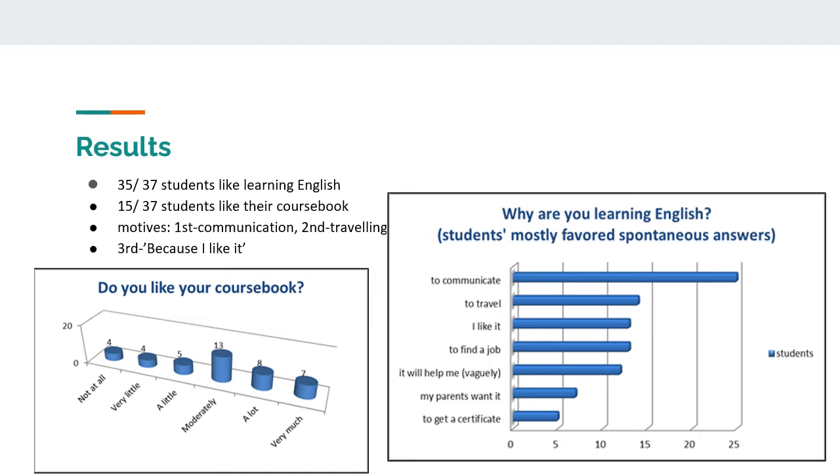The most popular answer to the question, "Why are you learning English?" was to communicate with people from other countries, and the second one was to travel. To the teacher's great surprise, the third most popular unprompted answer was "because I like it."